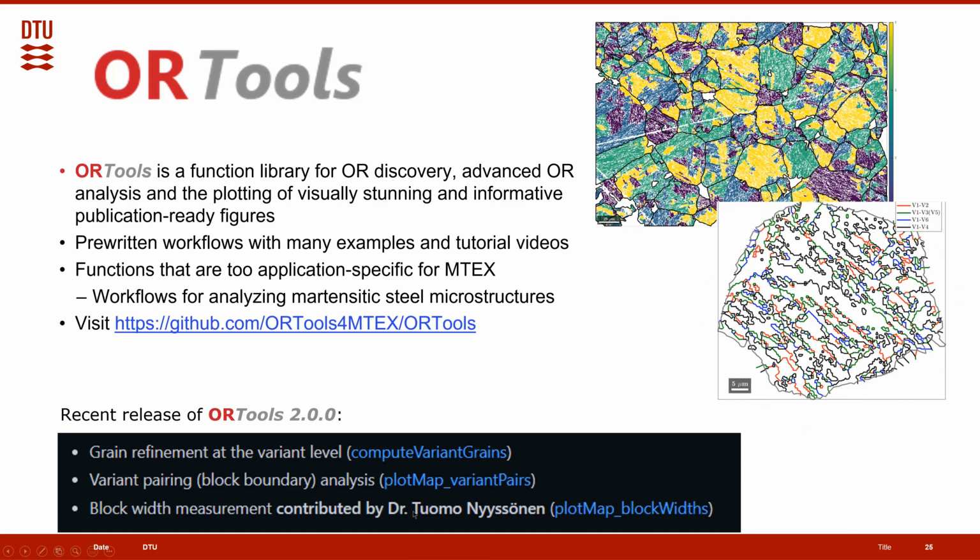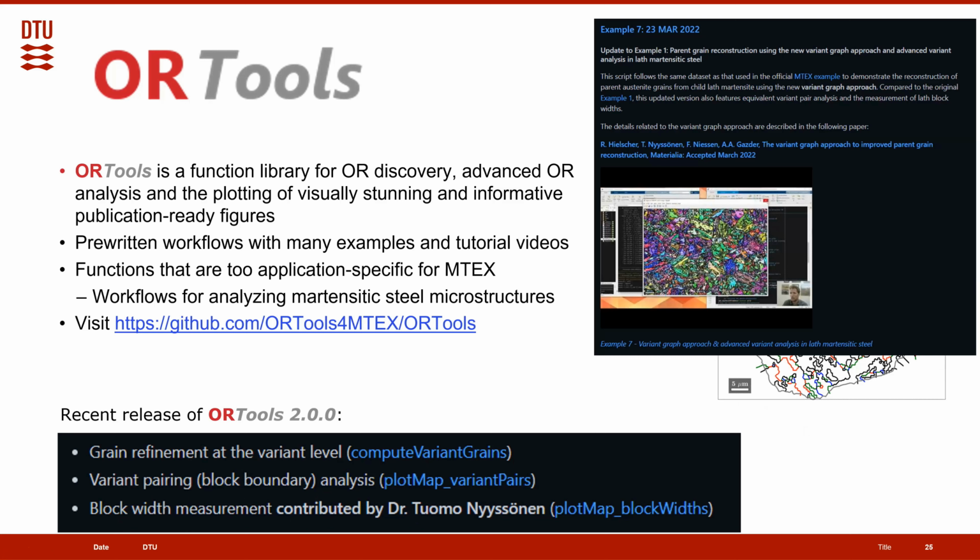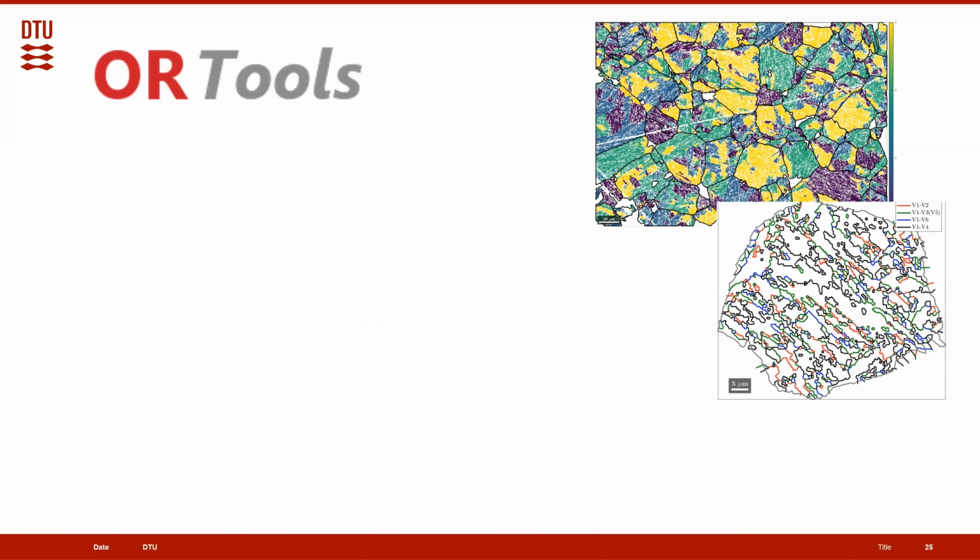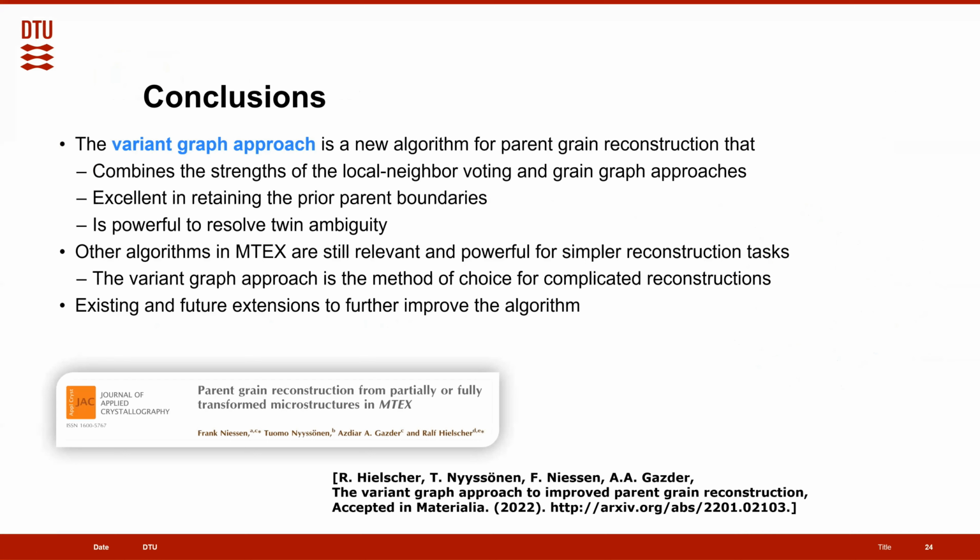In the end, Tuomo Nyyssönen also contributed a function that's called the block width measurement. And here we can, by a mean field approach, get an idea of what the block width in our material is, which again is quite important for the properties of the material. And at last, we also added a new example number 7, which is looking at the parent grain reconstruction with this new variant graph approach. There's also an around 45 minute long video where I explain a little bit how it works in practice in MTEX with ORTools. So maybe if you're interested, you can check that out. With that, I would say, I conclude my talk, and I hope we can have a nice discussion.